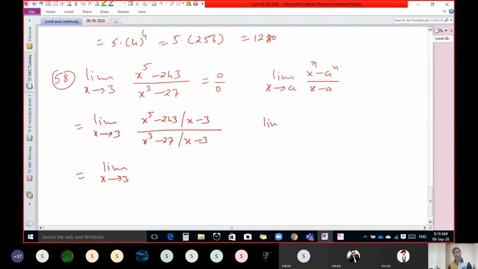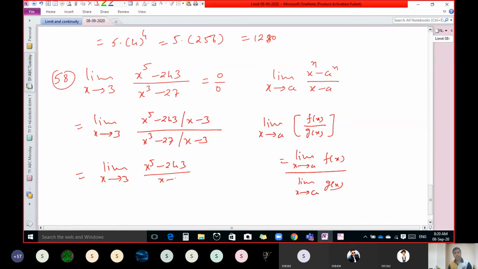There is one rule in limits: limit x tends to a of f of x upon g of x. So you can write a separate limit for the numerator as well as the denominator. You can write this as limit x tends to 3 of (x raised to 5 minus 243) upon (x minus 3), that is our numerator, divided by the same thing, limit x tends to 3 of (x raised to 3 minus 27) upon (x minus 3).